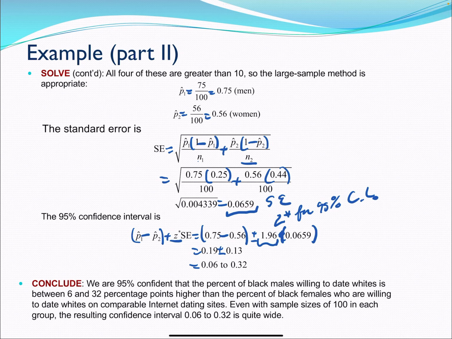So we conclude that we are 95% confident the percent of black males willing to date white women is between 6 and 32 percentage points higher than the percent of black females who are willing to date white men on comparable internet dating sites. Even with samples of 100 in each, this interval is really big, 6% to 32%. So you may want to pick a larger sample in order to get a smaller margin of error, in order to have a smaller confidence interval. That would feel more significant.